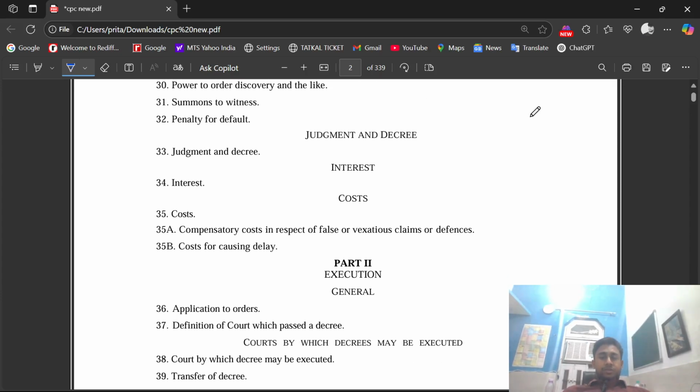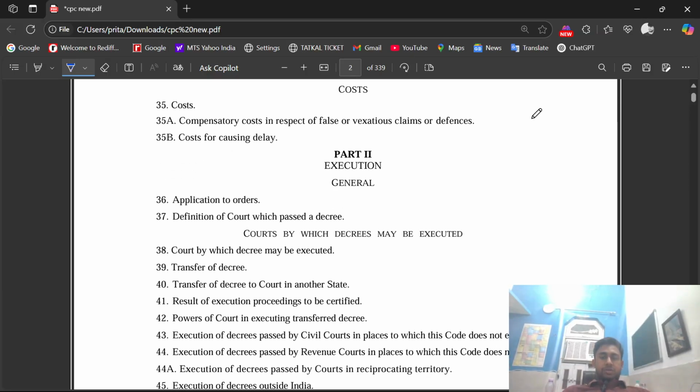Next subheading is judgment and decree. Section 33, judgment and decree. Next subheading is interest. Section 34, interest. Next subheading is cost. Section 35, cost. Section 35A, compensatory cost in respect of false or vexatious claims or defenses. Section 35B, cost for causing delay.